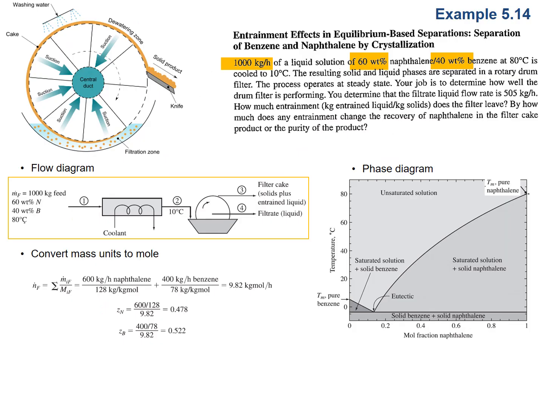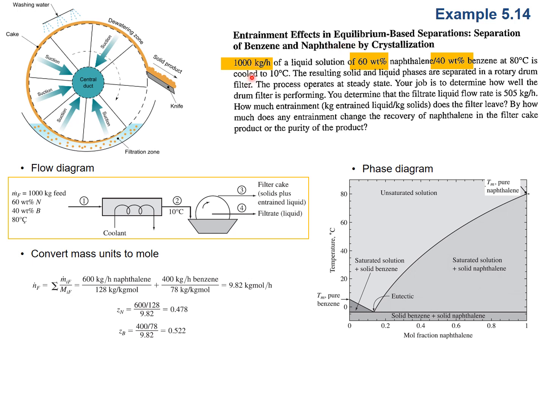Here is example 5.14. Entrainment effects in equilibrium-based separations. Separation of benzene and naphthalene by crystallization. The title of this example is a little bit wrong. Entrainment effects cannot be found in equilibrium-based separations, but actually in mechanical separations. I'll explain about that.